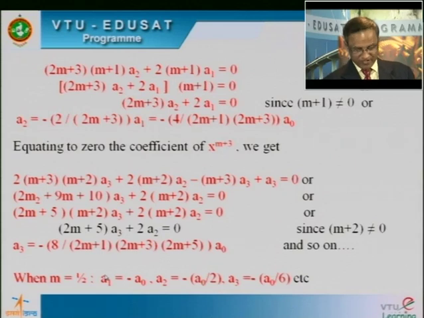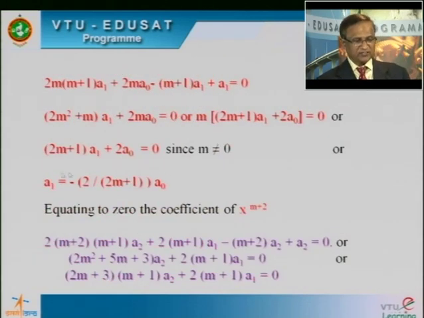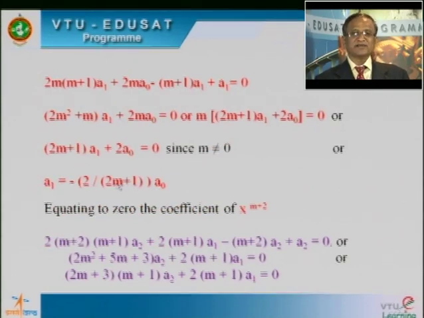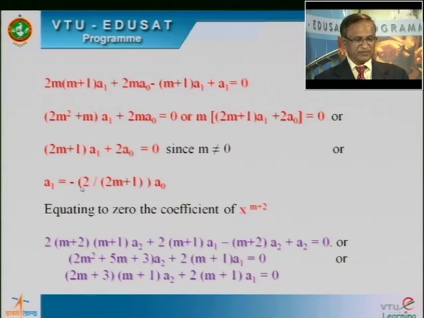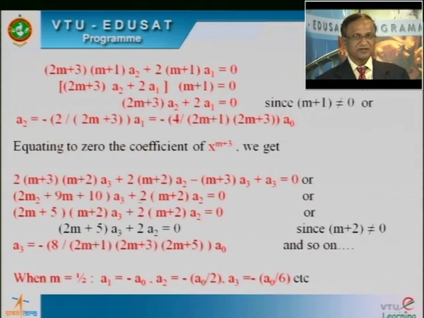So what is the value of a1? a1 is minus 2 divided by (2m plus 1) into a0. What is the value of m? m is 1 by 2. So it means minus 2 divided by 2 into 1 by 2, which is 1, plus 1 is 2. Numerator is 2, denominator is 2, so 2 cancels with 2. I hope you can obtain that the value of a1 is minus a0, right? So what I have written here, a1 is equal to minus a0.